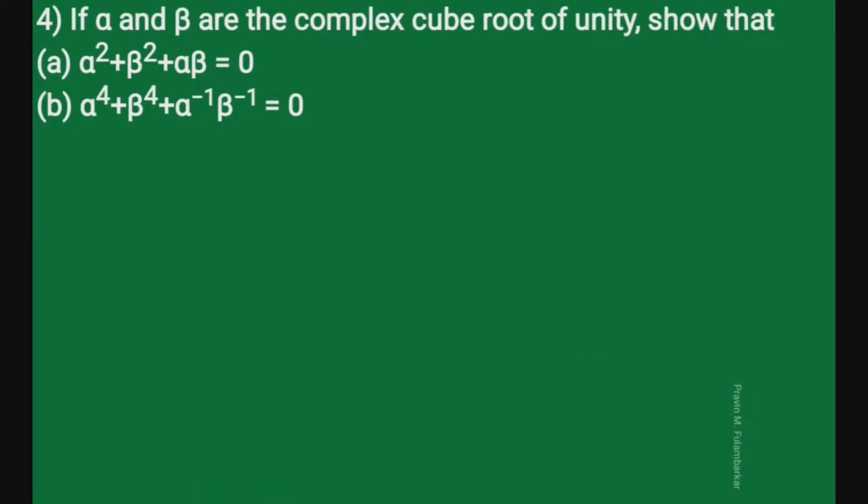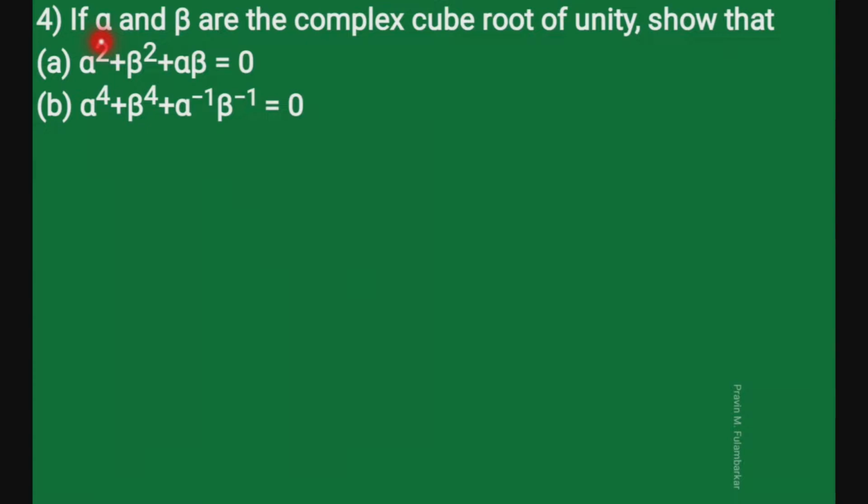Now see question number 4. If alpha and beta are the complex cube roots of unity, show that alpha square plus beta square plus alpha into beta equals to 0. And second, alpha raised to the power 4 plus beta raised to the power 4 plus alpha raised to the power minus 1 into beta raised to the power minus 1 equals to 0.